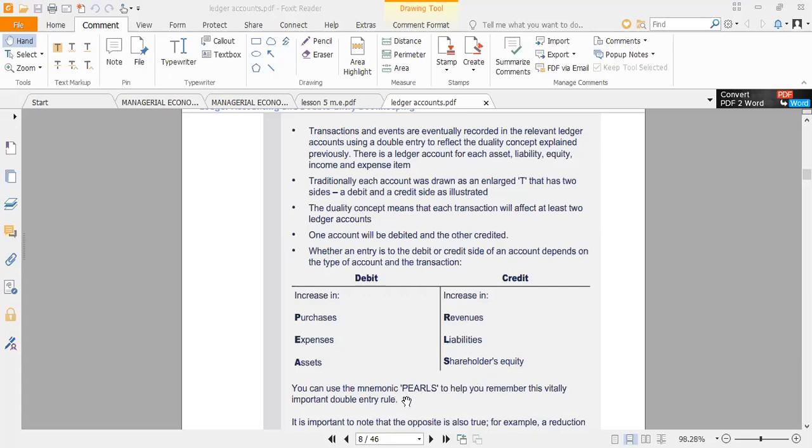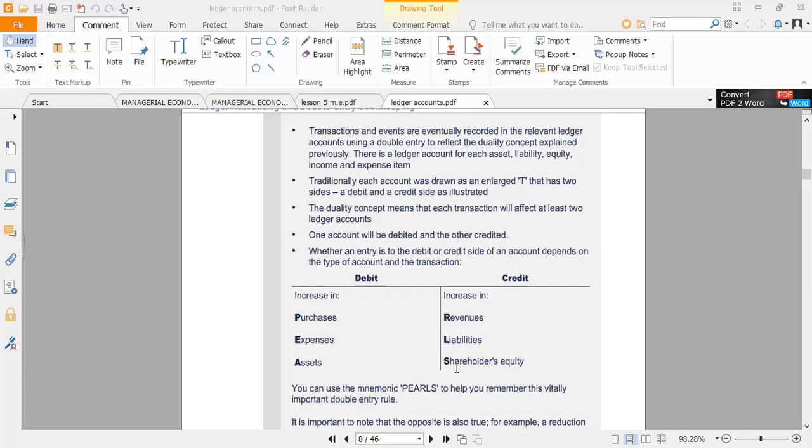So we use the word PEARLS to help us remember. So all purchases are debited, all expenses are debited, all assets are debited to increase them. Revenues are credited, liabilities and shareholders' equity.